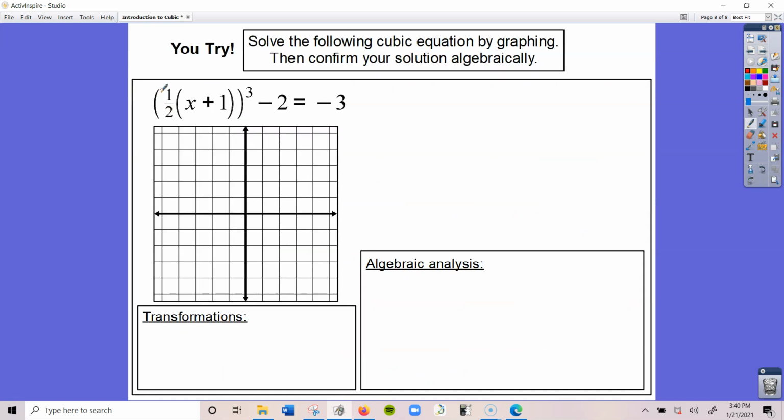We have here (1/2(x + 1))³ − 2 is equal to −3. First, let's write out these transformations. Because this 1/2 is inside of the outermost parentheses, that affects the x, so we have a horizontal stretch of 2, since it's always the opposite of what it says. This plus 1 means that it went to the left 1, minus 2, down 2.